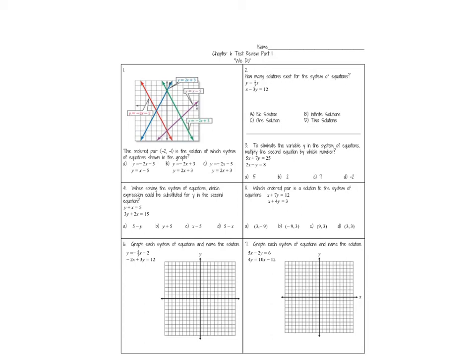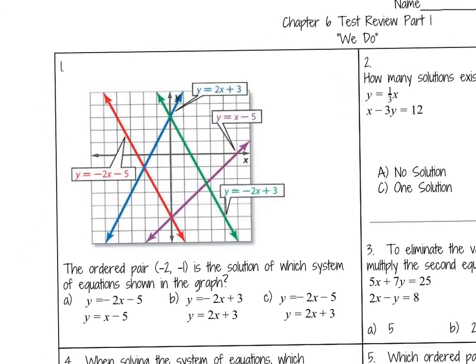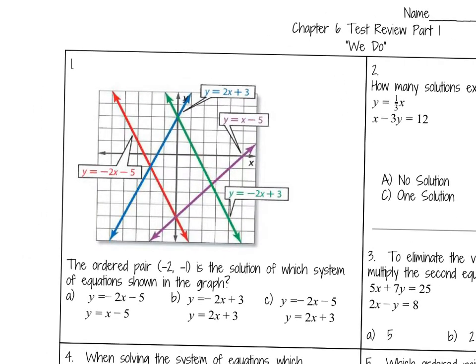Right, so here we are starting Chapter 6 Test Review Part 1. This is the we do side, and we'll be taking a look at numbers 1 through 4 to start with here. So let's get these pulled up here. We'll start with number 1.